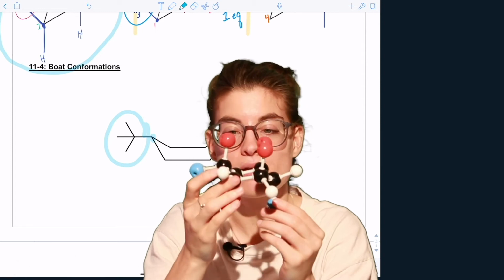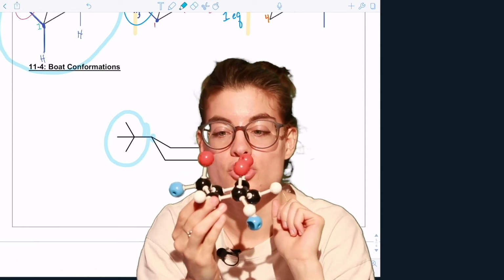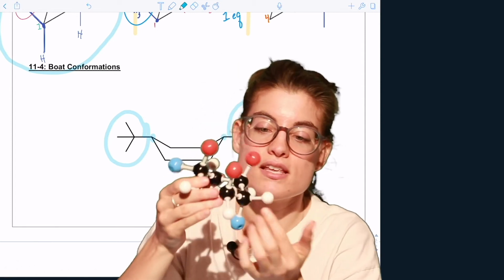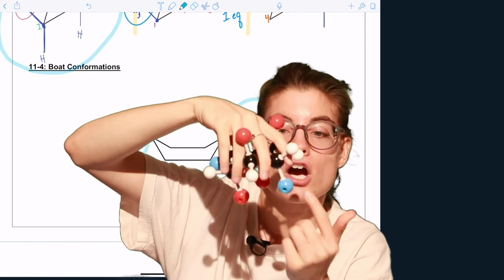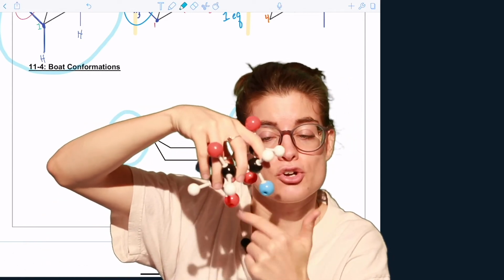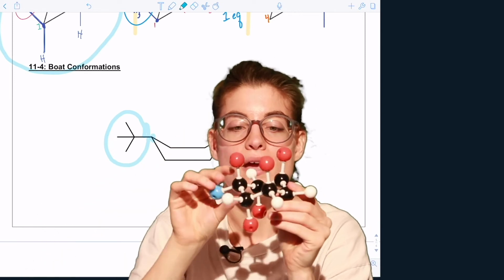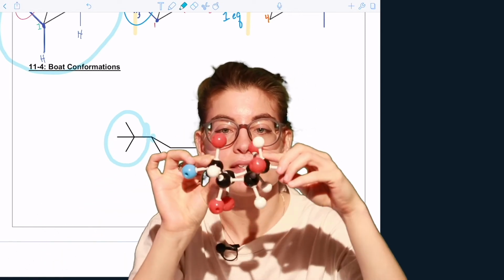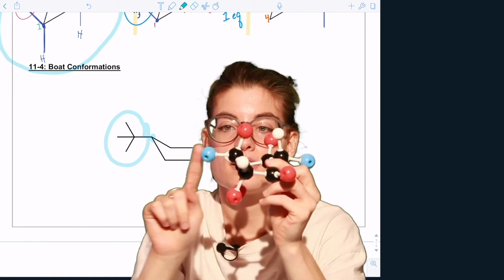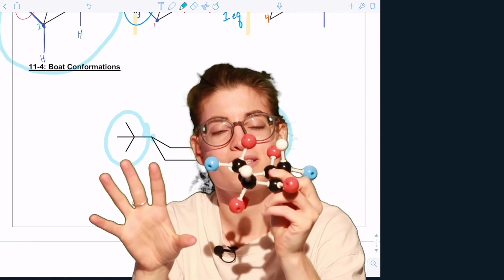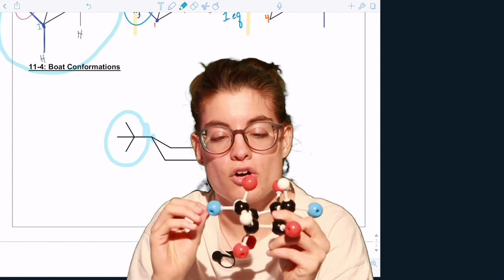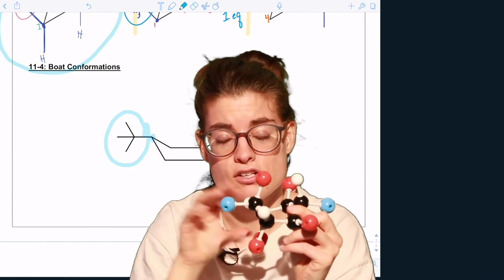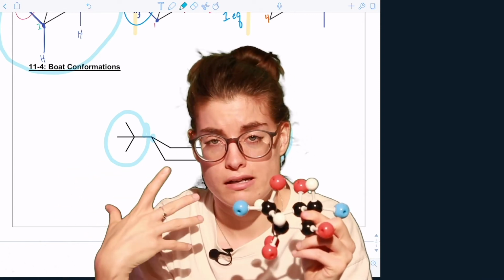So if you have something like this, what the molecule can do to alleviate the steric hindrance that's going on with the axial tert-butyl group is to go into a boat conformation where this bottom one sort of flips up. And now you can see both of the tert-butyl groups, I don't think these are called equatorial positions anymore. I think that's just for chair conformations, but I'm not completely sure.